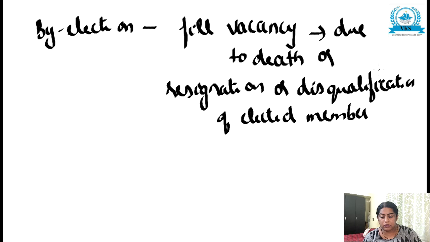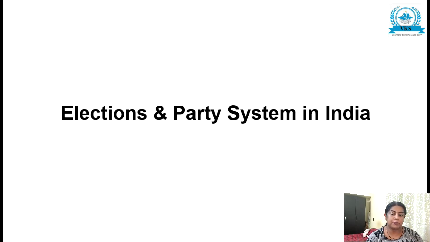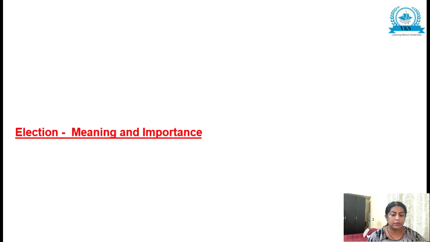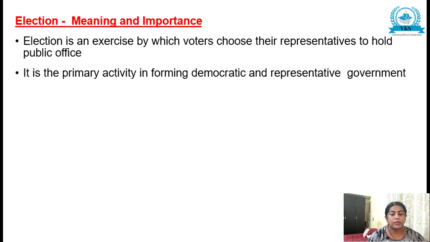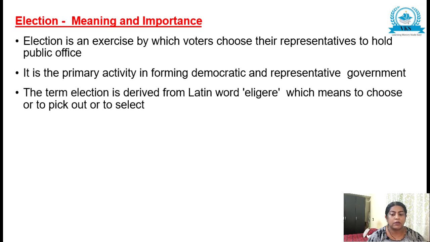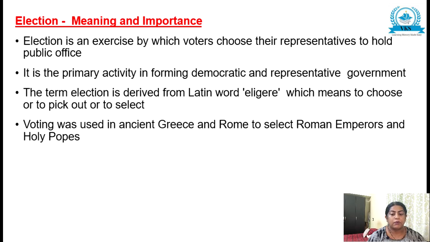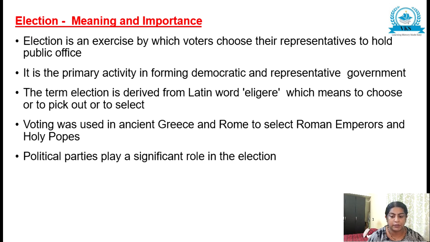So now, before going into the next topic, let us go through the points which we have studied till now. Election and party system in India. Meaning and importance. Election is an exercise by which voters choose their representatives to hold public office. It is a primary activity in forming democratic and representative government. The term election is derived from the Latin word elegere, which means to choose, to pick out or to select.